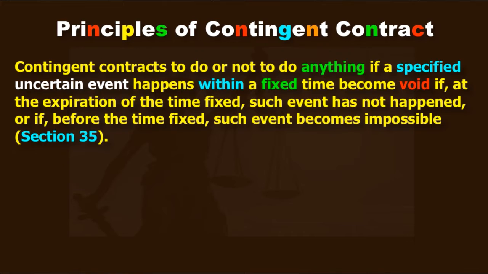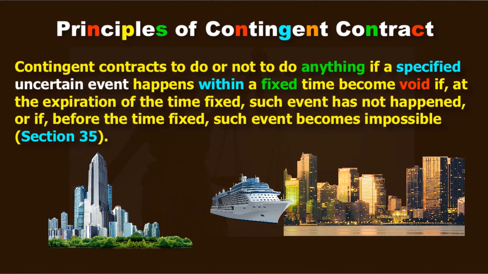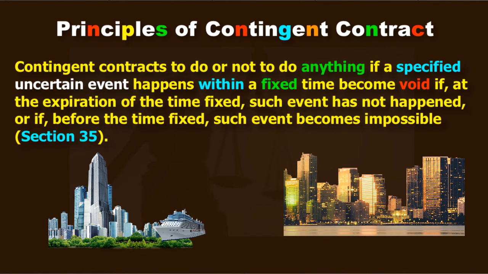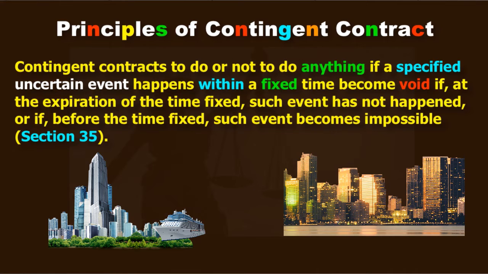What does it mean? It is again a lengthy sentence, so let's understand it with an example. A promises to pay B a sum of money if a certain ship returns within a year. Say a ship went to the US from India, and in the meantime A promised B that if that ship returns back to India within a year, then he will pay a certain amount.